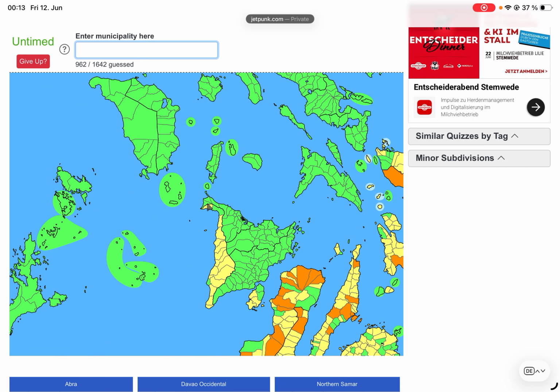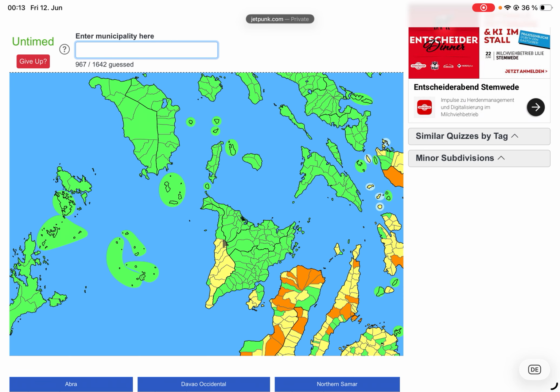Going from north to south, we already named Pandan as well when we were here in Catanduanes, the other Pandan. So here in the top left corner we have Libertad. Then going down here we have Sebaste, Sibalom, not Sibalom, what is it, Culasi.